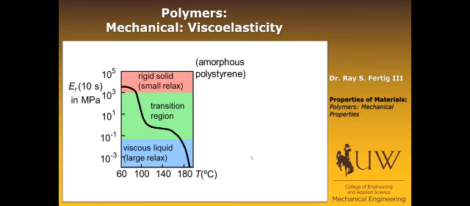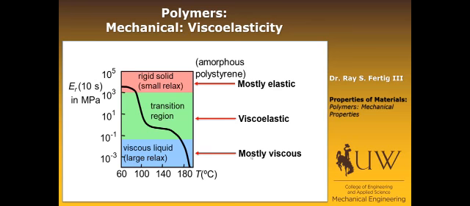And so we can broadly categorize the behavior in 3 different regions. The first is this low temperature region where the polymer primarily acts as a rigid solid, we just call that mostly elastic. If we get to very high temperatures and the modulus goes way down, it's mostly acting in a viscous manner. So it's going to flow more like a liquid at that point. But then there's this transition region that is where we have viscoelastic behavior.